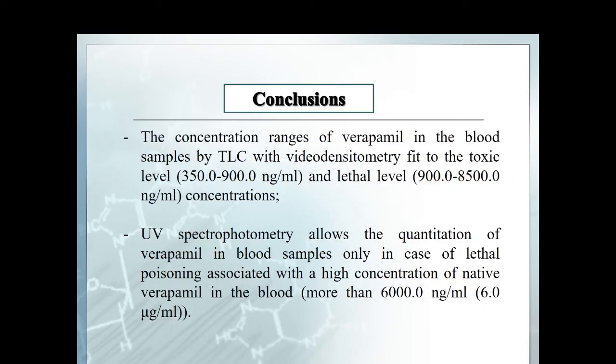The concentration range of verapamil in blood samples by TLC with video densitometry covers the phytotoxic level, and lethal level concentrations. UV spectrophotometry allows quantitation of verapamil in blood samples only in the case of lethal poisoning associated with a high concentration of native verapamil in blood, more than 6 microgram per milliliter.